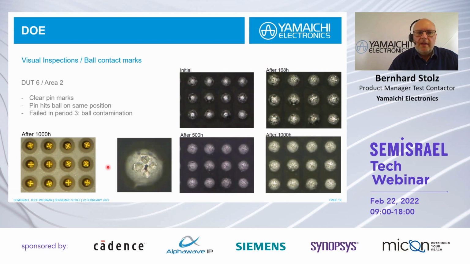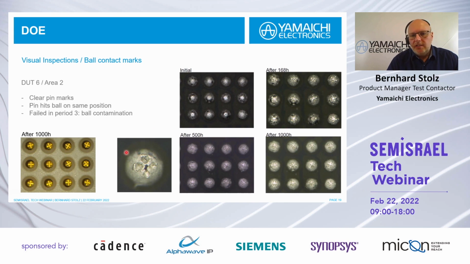Yeah, and then dot number 6, this was also the one which went crazy in period 3. Here you can also see the initial picture of the balls, so nothing special. After 168 hours, clear imprints, centered, so nothing went wrong. After 500 hours and after 1,000 hours, the imprints are also very clear and can be seen very well.